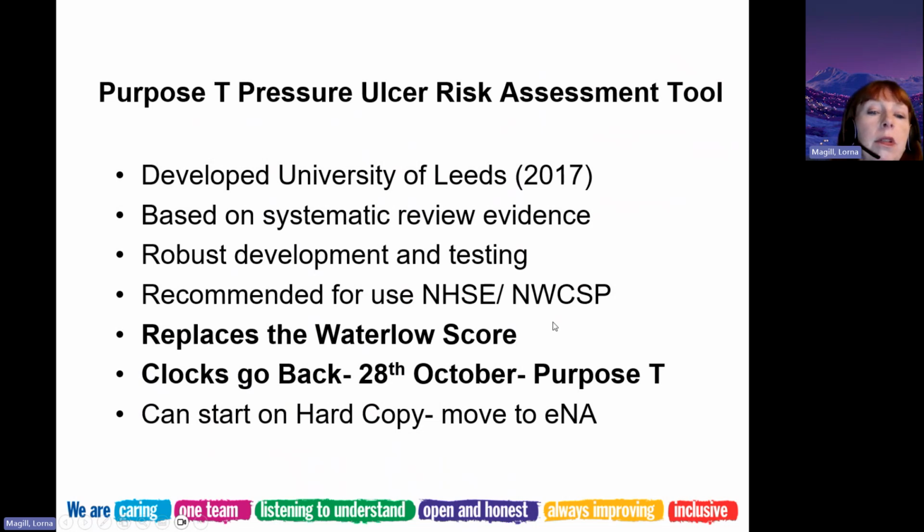I will refer again to the National Wound Care Strategy Programme when we talk about the categorisation of pressure ulcers. The Purpose T will replace the Waterloo score throughout UHD on the 28th of October. We are going to start initially on hard copy, pen and paper versions for a period of around 4 weeks before we move to the ENA application. The reasoning for that is when we're familiar with the tool, the colour coding system and the simplicity of it on pen and paper, the transition over to the ENA version will be fairly intuitive.